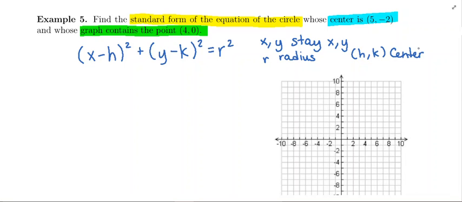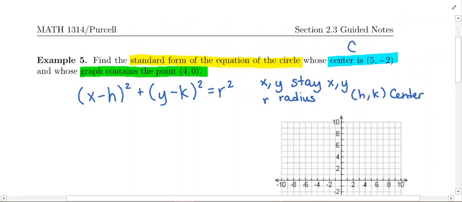Well, we already know the center. The center of the circle is right here. Okay, the center is 5, -2. Okay, the radius, it's not mentioned. They don't flat out say, oh, the radius is 5 or the radius is the square root of 11. You're not told what the radius is. Okay, so we'll have to figure that out.